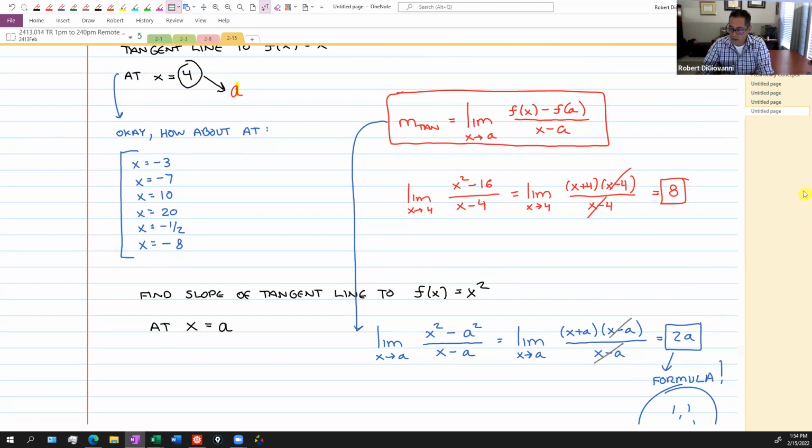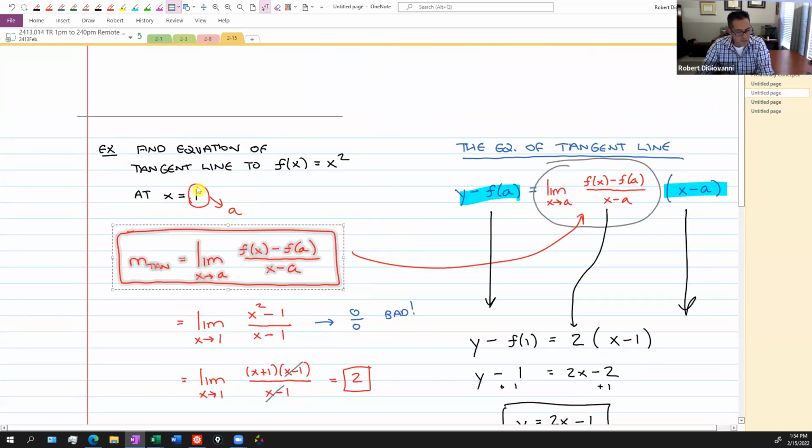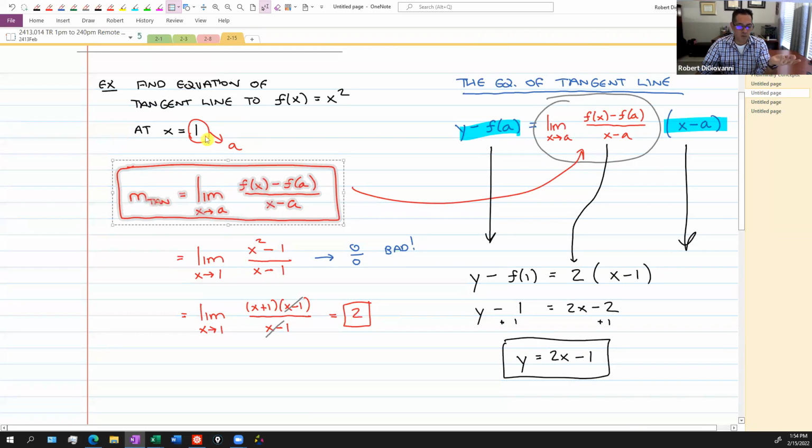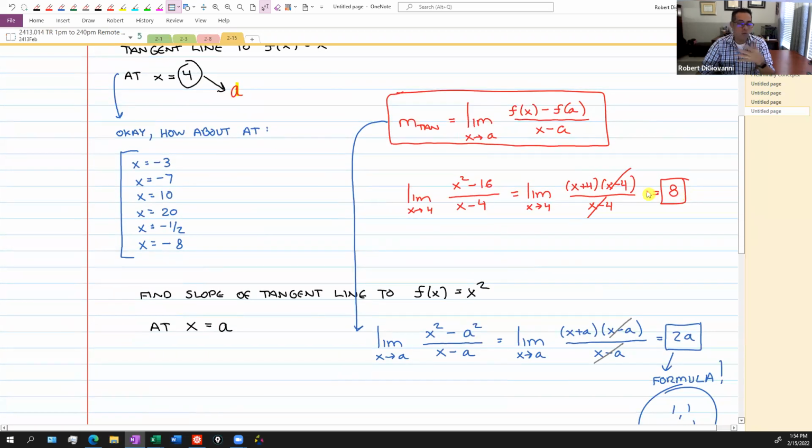So like if you go back to the problem we did before, I asked you to find the slope of the tangent line at 1, right? And what was our answer? 2. Well, that's just twice as much as that. I did this one. I said, what's the slope of the tangent line of this function at 4? The answer was 8. Oh, well, you just double the 4, right?